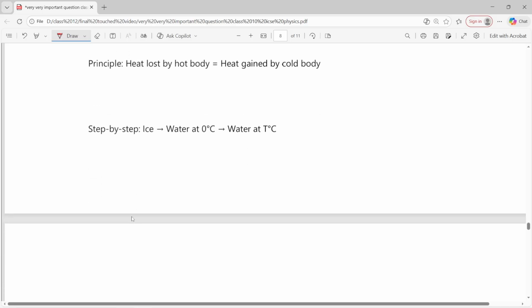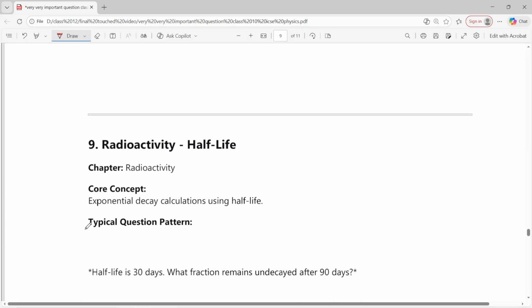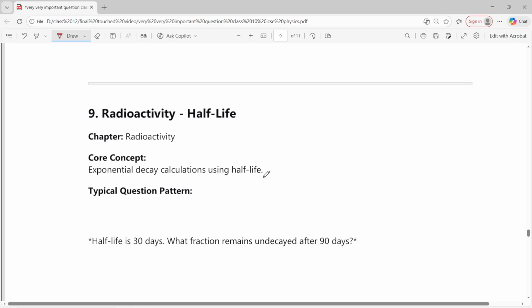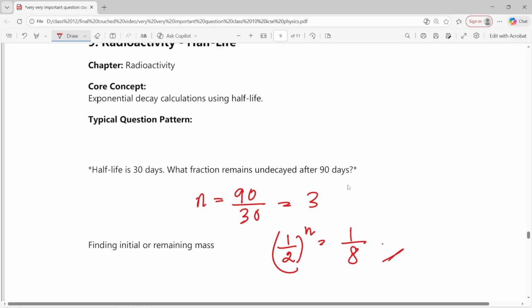The final chapter is radioactivity, calculation of half-life. What is the concept of half-life? The core concept is exponential decay calculation using half-life. If the half-life is 30 days, what fraction will remain undecayed after 90 days? n equals 90 days by 30, which is 3. The fraction is 1 over 2 to the power n, so 1 over 8. That's the basic calculation.